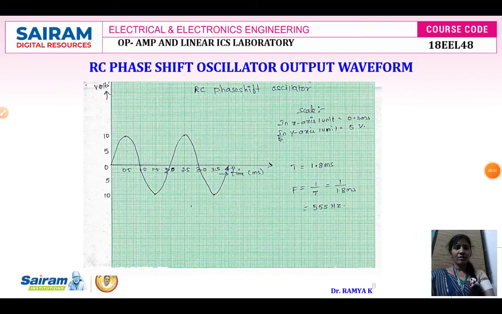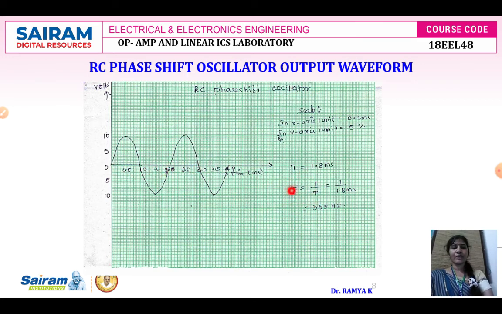In the demonstration video, when we varied the biasing voltage, that is plus VCC and minus VCC, we obtained the output waveform. By using the readings, we have drawn this graph. When you measure the time period for one complete cycle, it is going to be 1.8 millisecond.